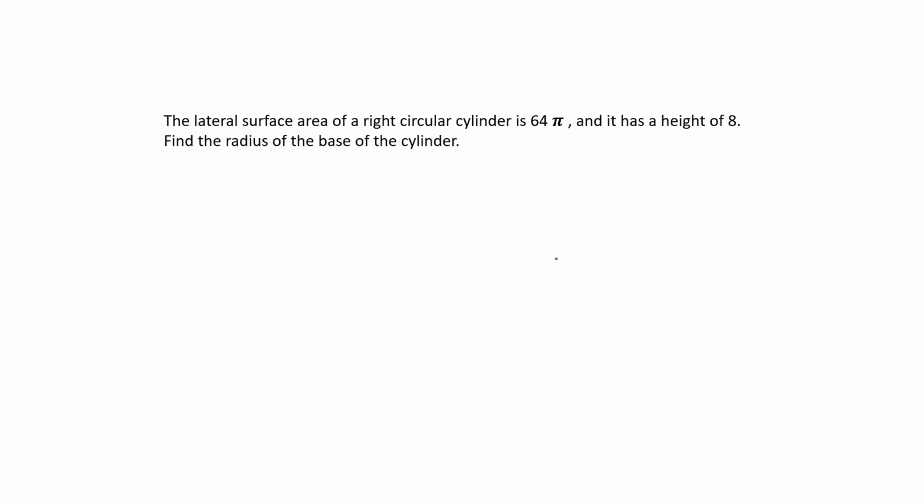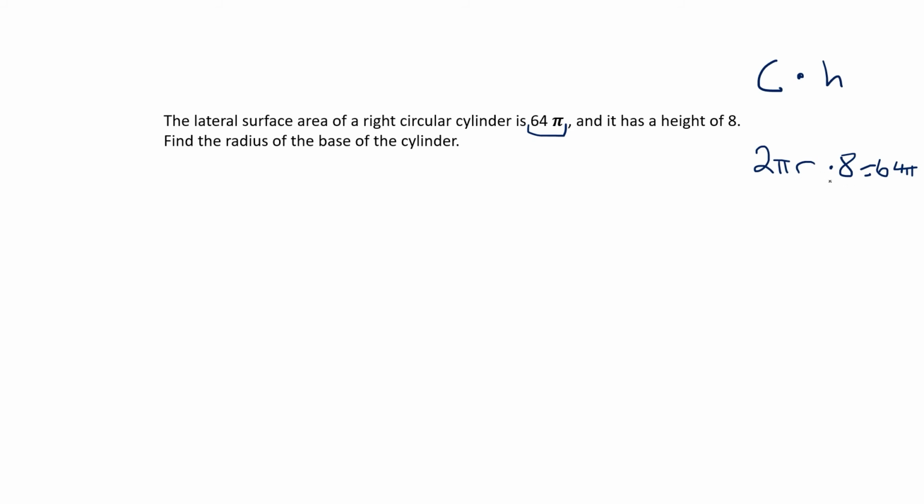Pretty easy though, right? The lateral surface area of a right circular cylinder is 64 pi, and it has a height of 8. So the lateral surface area is just the perimeter, or the circumference, times the height. And our circumference is 2 pi r, and our height is 8. So 2 pi r times 8 is going to equal 64 pi. And then we'll just do the algebra here, because it wants the radius. That's what we don't know.